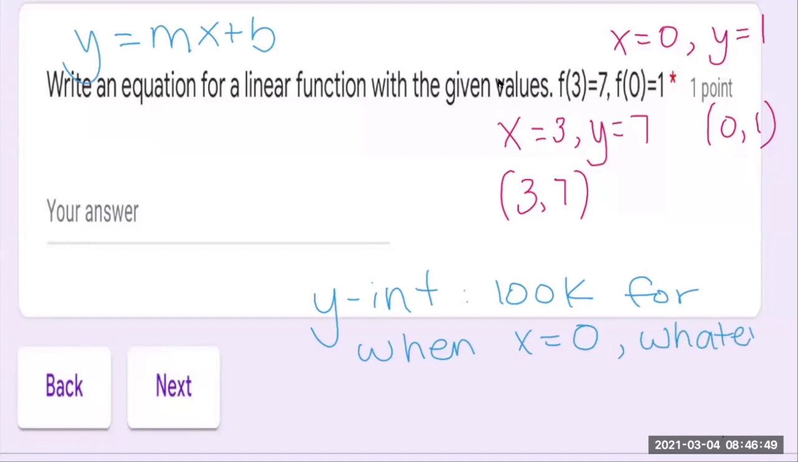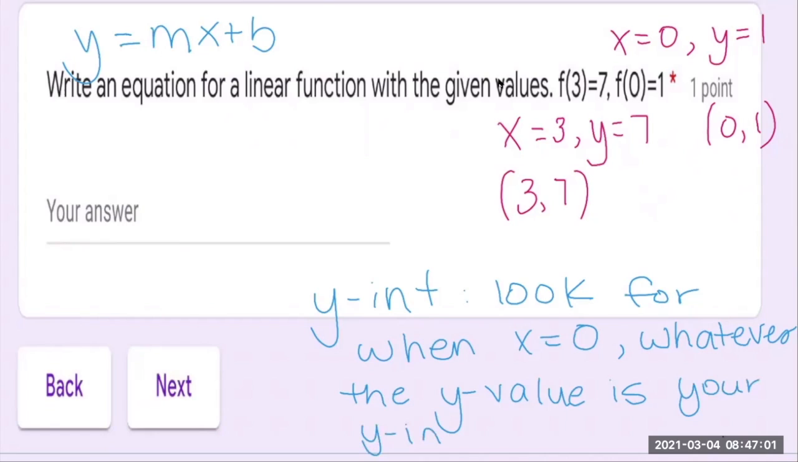Whatever the y value is, that's your y-intercept. Then, if you're trying to find your slope and you don't like using Desmos for whatever reason, you can always go back to your y2 minus y1 over x2 minus x1. So for this particular one, I would do 7 minus 1 over 3 minus 0, and that will give your answer.